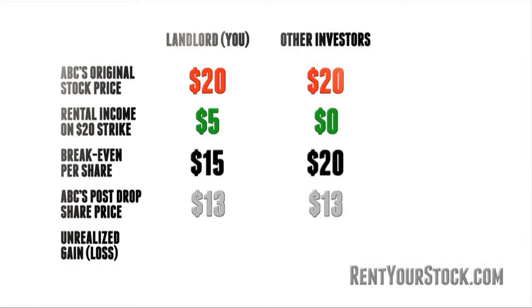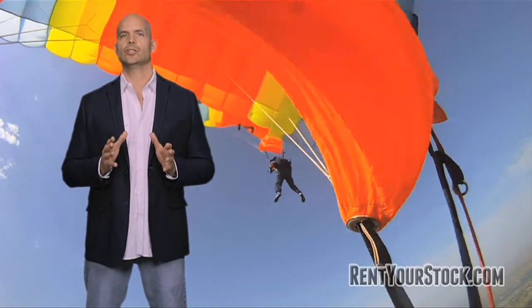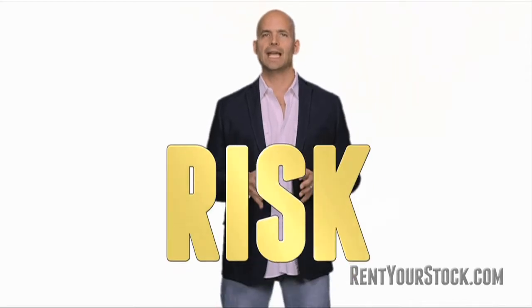Investors that failed to rent their stock out to other investors are now down $7. You, however, are only down $2. Which is the difference between your break-even price of $15 per share and the new stock price of $13 per share. While being down $2 per share on paper isn't great news, at least you are wearing your rental parachute and still have a good chance at salvaging your investment. Any investor that didn't rent out his or her shares just went skydiving without a parachute. Remember, renting stocks to other investors is about mitigating risk.